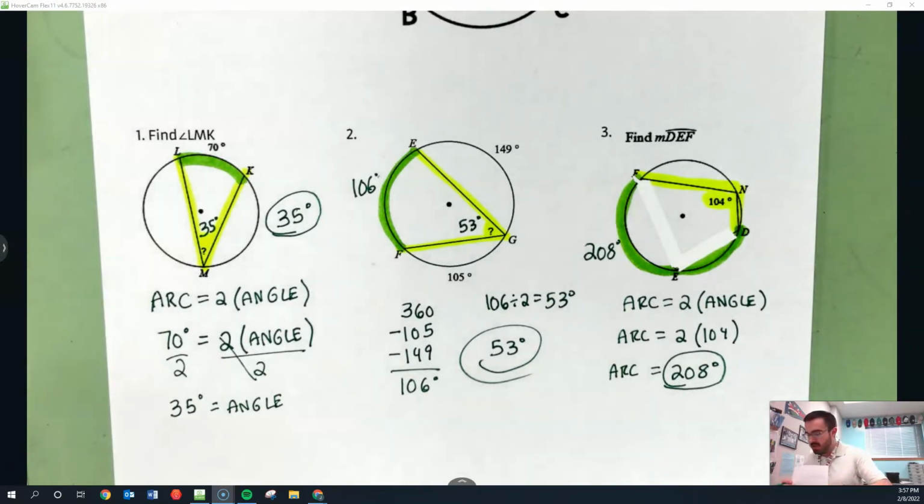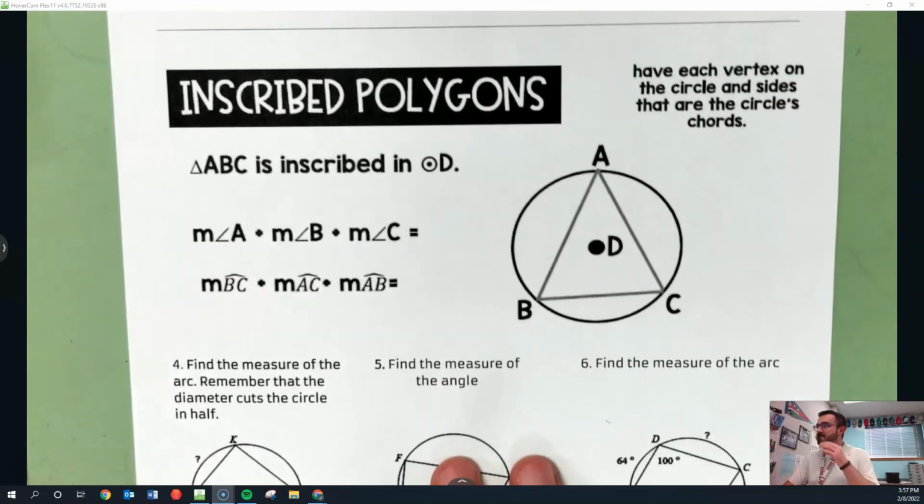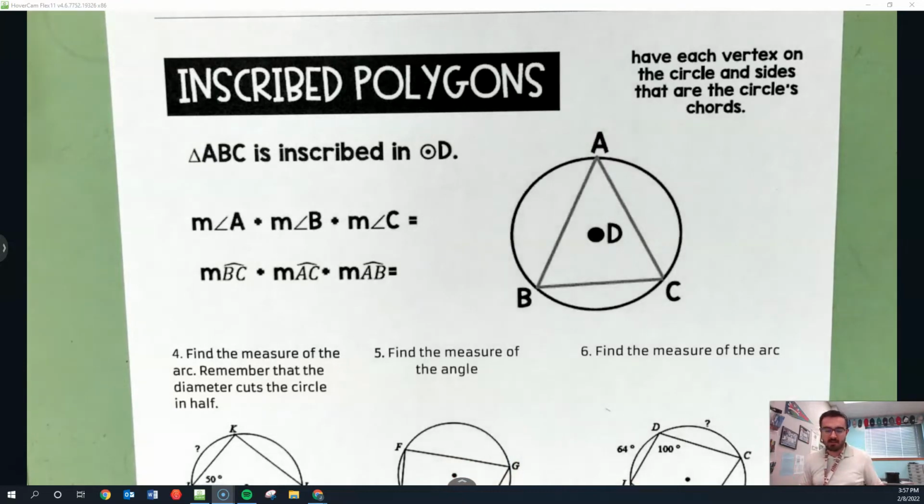All right, now page 14, I believe. Page 14. Inscribed Polygon. Okay, now this is still not very bad. Still not bad at all.